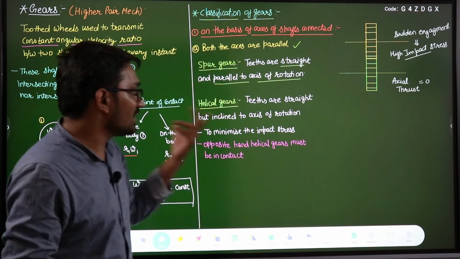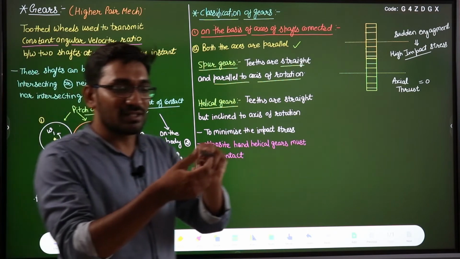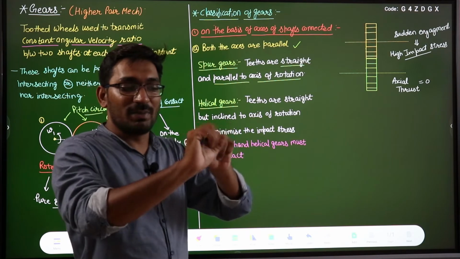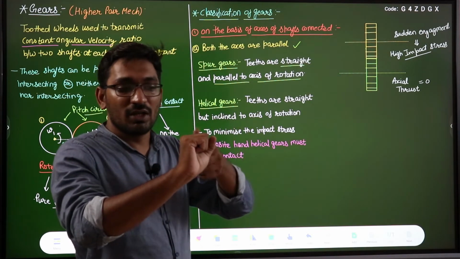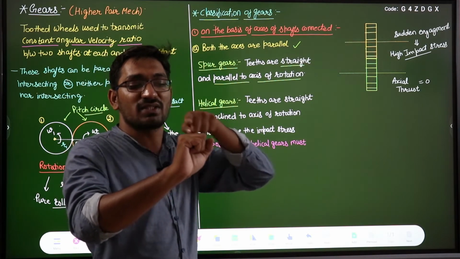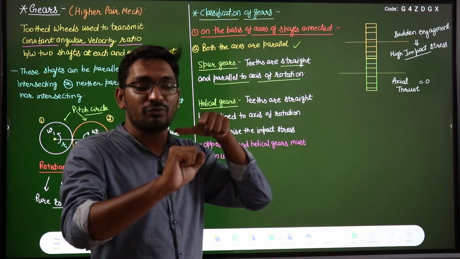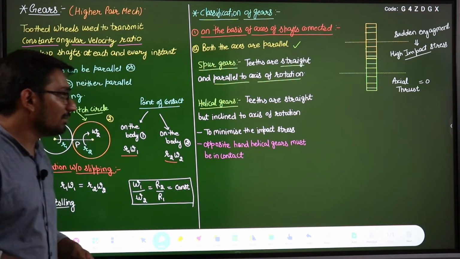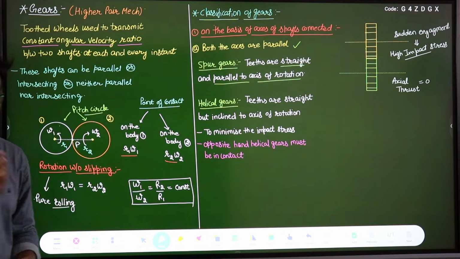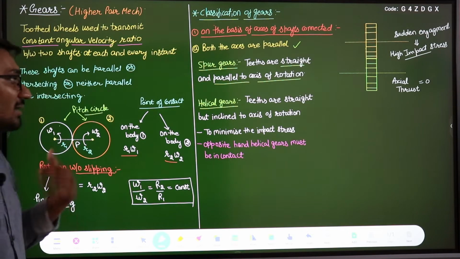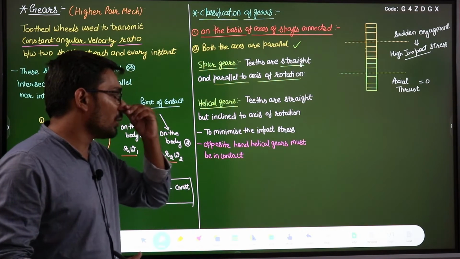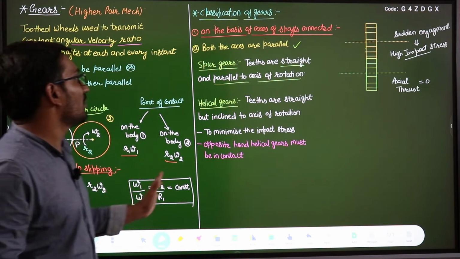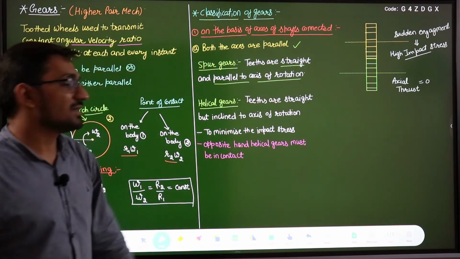And why do we want this axial thrust to be 0? Because, suppose this is a shaft, and this shaft is held in a bearing. A bearing is used to hold this shaft. So if there is an axial thrust in this direction along the axis, if a force is coming, then that force will be applied on your bearing, and then the bearing life will decrease. So we always want that in a system, if a bearing is involved, there should not be any axial thrust. So this is the only advantage of having a spur gear, that their axial thrust will be 0.